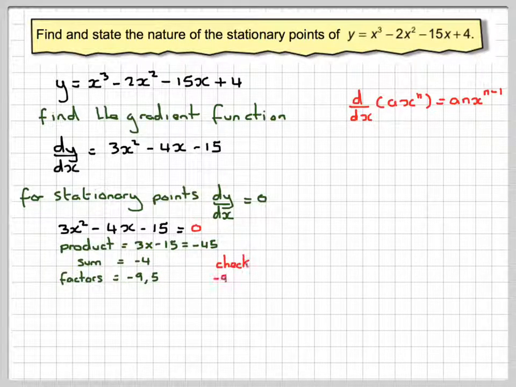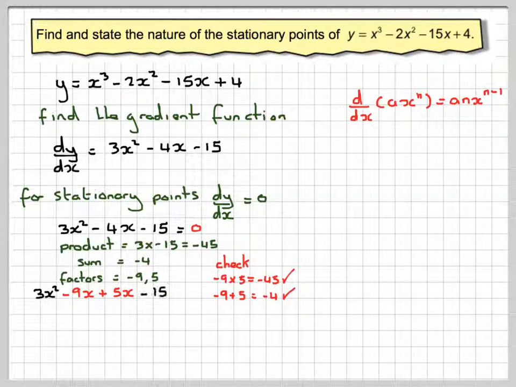We can do a little check on that. Minus 9, the product, times 5 is minus 45, so that's agreed. And if we add the same two numbers, minus 9 plus 5 is minus 4, so that's agreed. Therefore, this is correct. So what we do, we take the quadratic now, and we split the middle term up into minus 9x plus 5x, which makes altogether minus 4x. So we're not changing the meaning. So we've got 3x squared minus 9x plus 5x minus 15 is equal to 0. A word of note here, these two can be in any order, it doesn't matter.